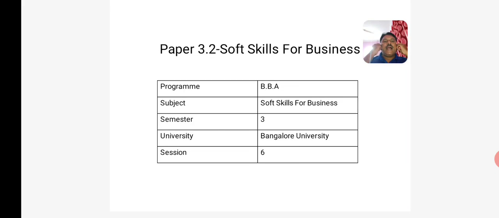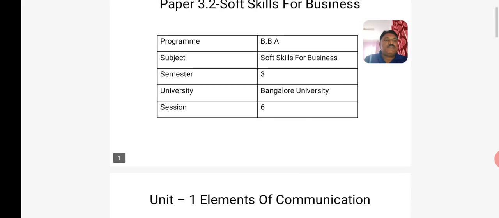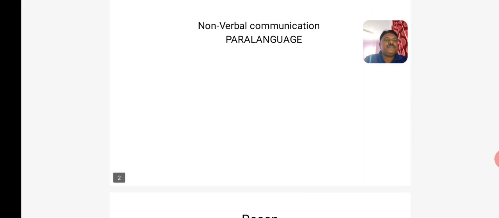Today I am discussing paper 3.2 Soft Skills for Business for third semester BBA, Bangalore University, Unit number 1 Elements of Communication. In Elements of Communication, Session 6 Types of Nonverbal Communication, that is paralanguage. It is the third important non-verbal communication.